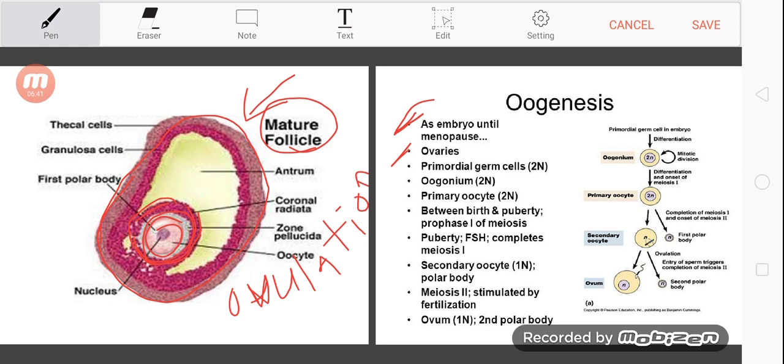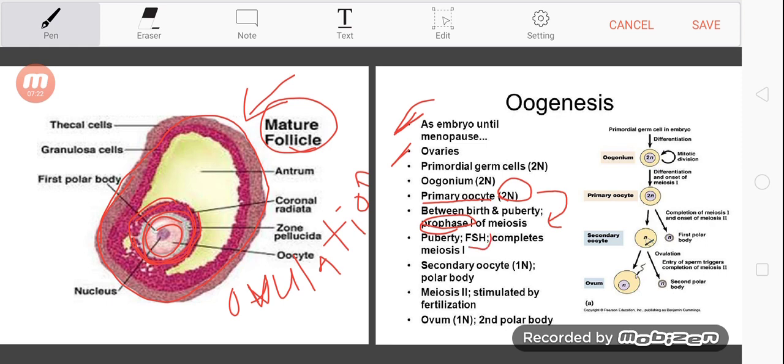germ stem cells of the female. We call it oogonium. Oogonium undergoes mitotic division, and at the end of mitotic division we get the primary oocyte, still in diploid number because it hasn't finished meiotic division 1. Between birth and puberty, prophase 1 of meiosis: this primary oocyte starts meiotic division 1 but is arrested at prophase 1. So it grows up until puberty.